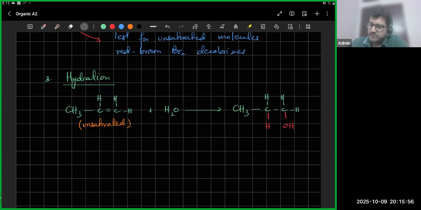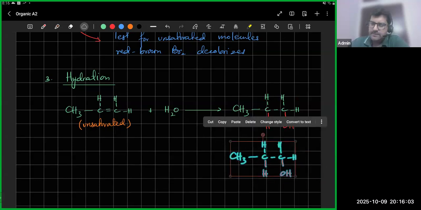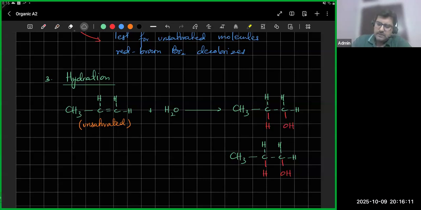Second. And the other option is the OH goes here, and H on the other side, right? The conditions are that you need 300 degrees centigrade temperature, 60 atmosphere pressure, and an acid catalyst. So normally it's phosphoric acid.